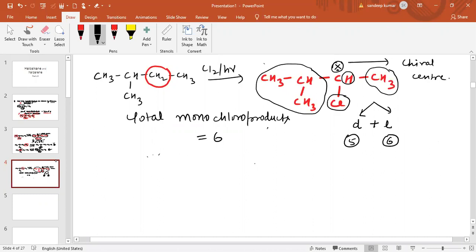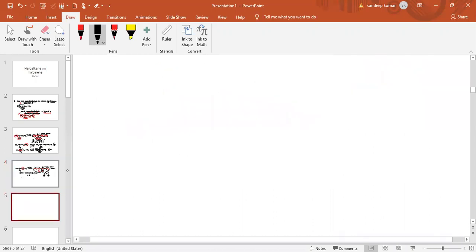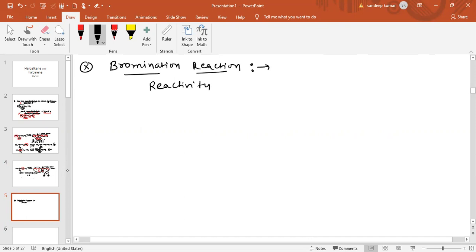Now we will discuss the bromination reaction. Bromination is similar to the chlorination reaction, but the reactivity of bromination is slower than the chlorination reaction.